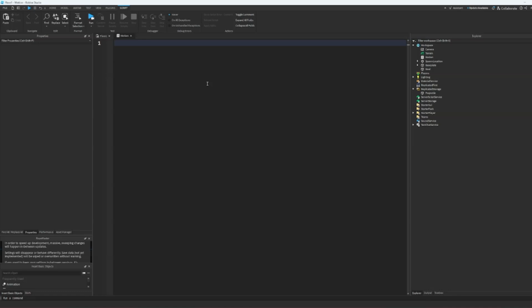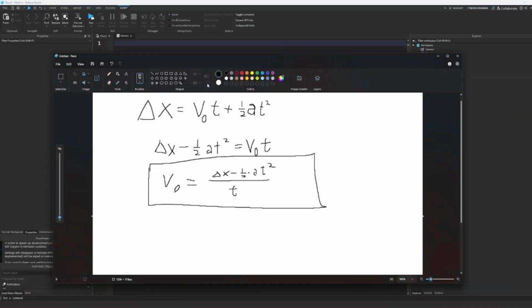So let's start off with our constants, because acceleration will just be gravity. Any sort of horizontal motion has no acceleration because there is no air resistance in Roblox, so we don't have to worry about that. And for delta x, that is just going to be the direction we want it to go, from start to end, and we already know that. We also have time, and we're going to specify time ourselves. For this example, I think I'm going to choose 1 second.